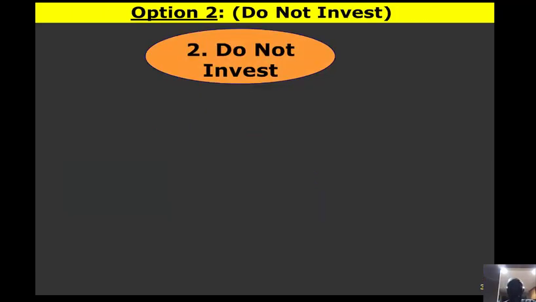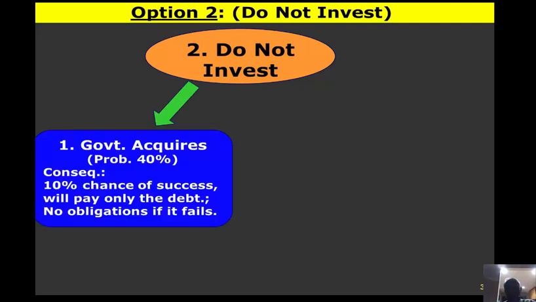Now, option 2 is not to invest any money. Let's see what the consequences are. First, there is a 40% probability that the government would acquire this factory because of employment requirements. And there is a 10% chance that they would be successful in turning it around. And if they do succeed, they will pay the debt. And if they fail, there are no obligations.